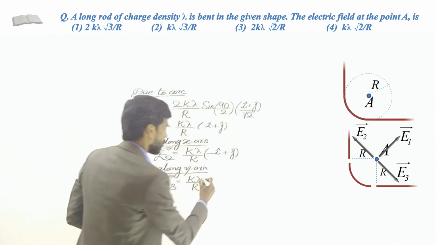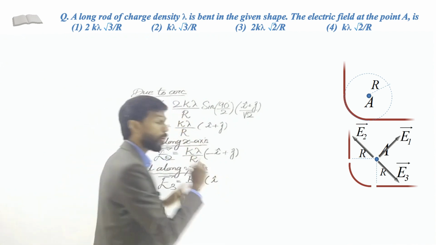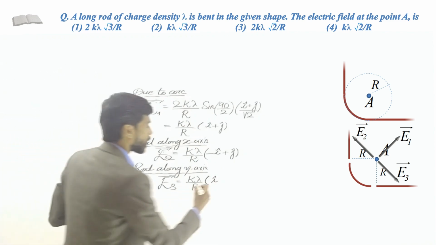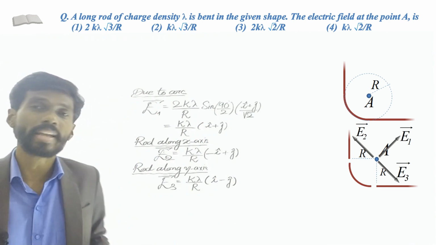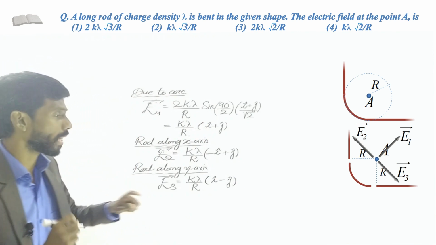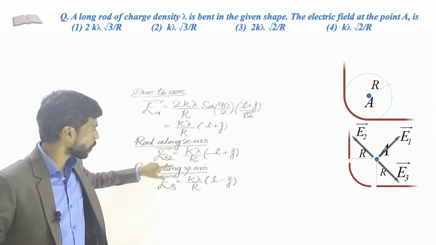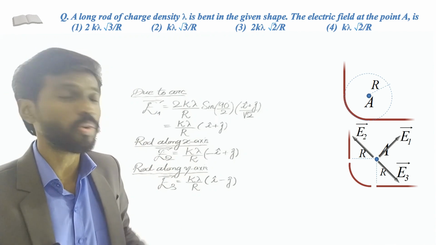So we write the horizontal component as i cap, the unit vector along the positive x-axis, and along the negative y-axis the unit vector is minus j cap. So that's i cap minus j cap, the vector along which the electric field lies. Now we've got all three vectors, the electric fields due to all three parts.